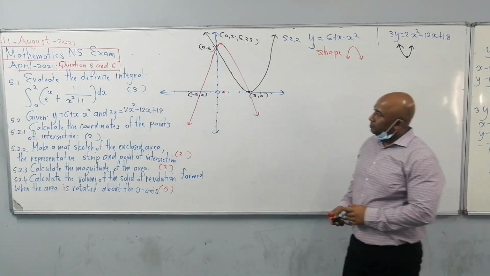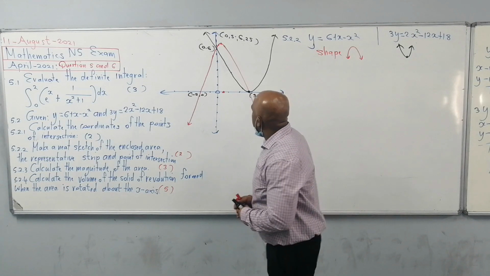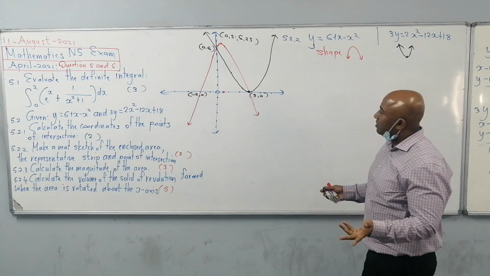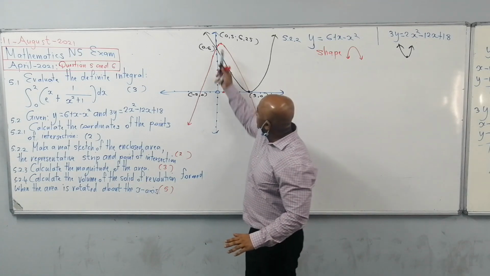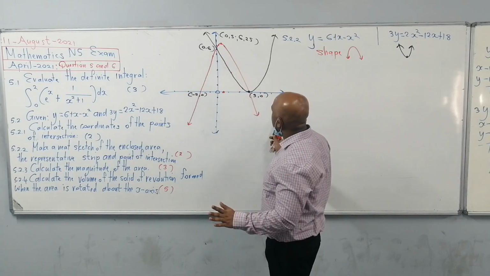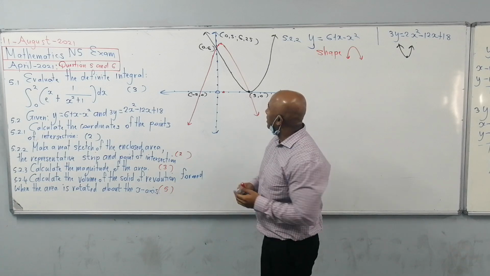Right, now let's label. Is there anything that we left out here? Well, the 3 and 0 is already here. You can see that. Here's your 0, 6. So there's nothing else for me to do here except label the graphs.